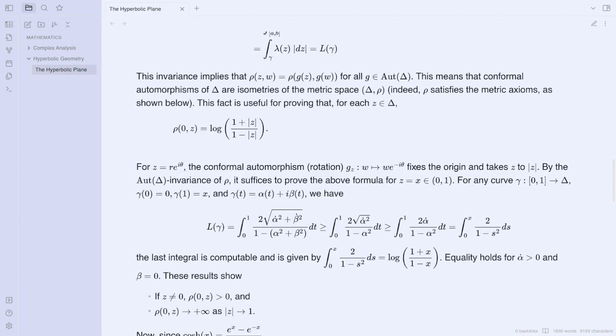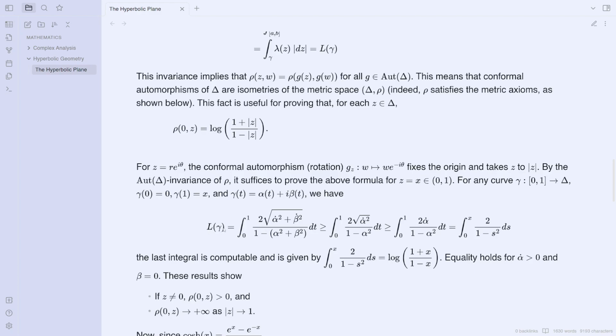But this is a conformal automorphism. It's going to be an isometry, which is great. So it's going to suffice to prove this formula on the real axis for x between 0 and 1, since we're in the disk. So given any curve starting at 0 and ending at x, I'm going to write the curve in terms of its real and complex parts, and I'm going to evaluate the length.